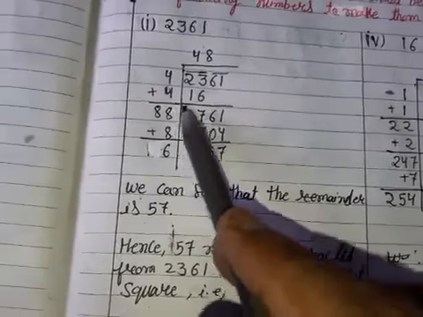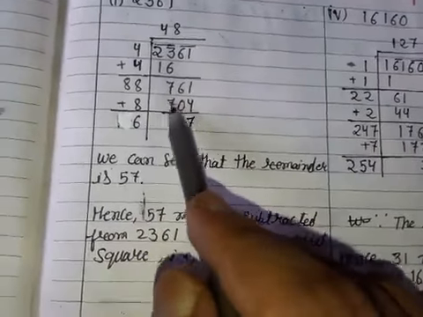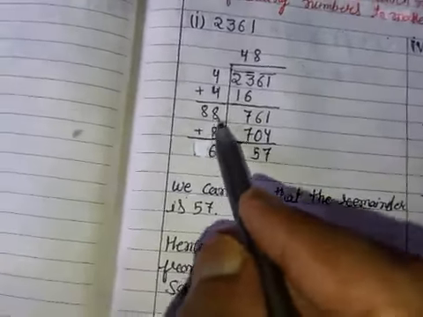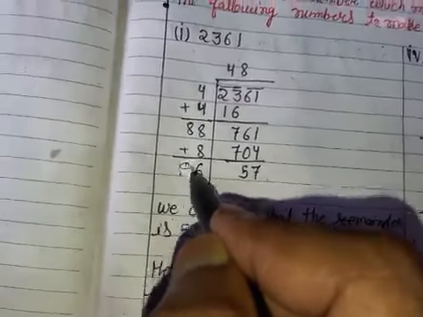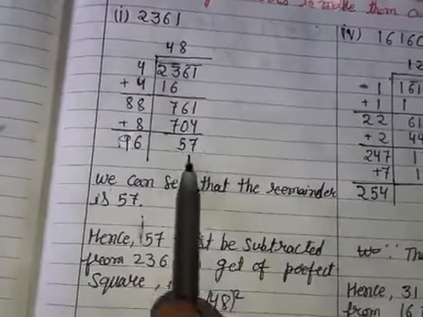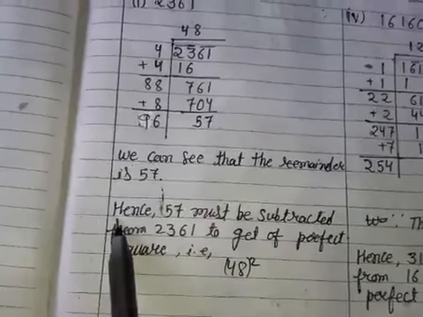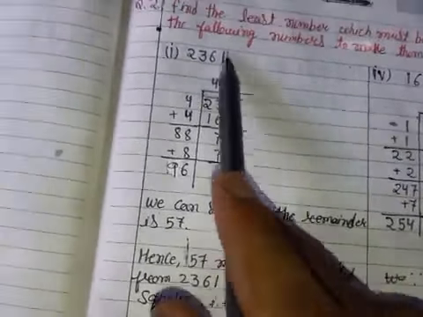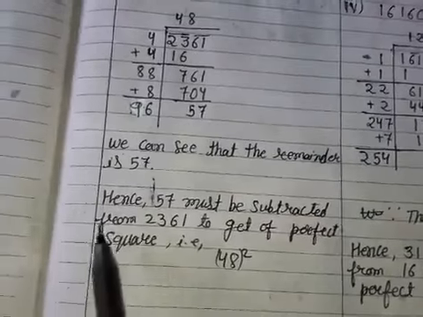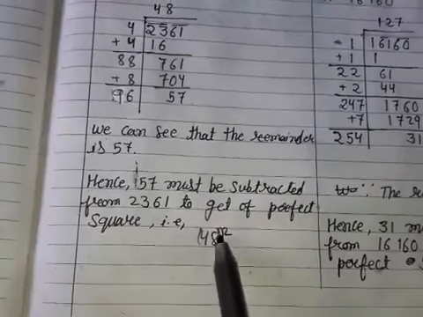So write here 8 and also here. 88 8s are 704. When we subtract it we get 57, and here also 8 and 8 are 16, and 1 makes 9. Now 57 is the remainder. Hence if we subtract 57 from this number we get a perfect square, 48 square. So 57 must be subtracted from 2361 to get a perfect square, that is 48 square.